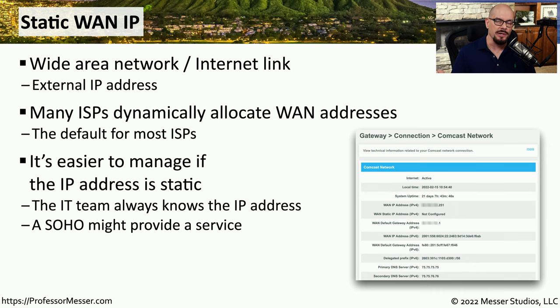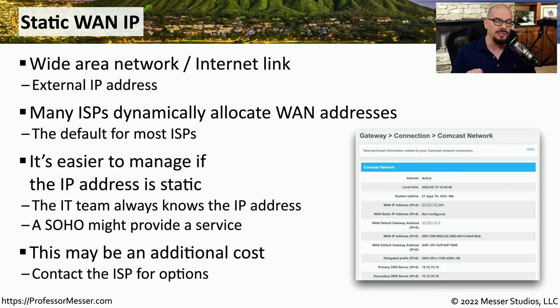For a company or large organization, however, you might want to have exactly the same IP address every time this device boots up. If that's the case, you'll want to first coordinate that process with your ISP and then configure your router to always associate a static IP address and subnet mask with your internet connection. This would ensure that any previous configurations that used that external IP address would always be able to connect to your location and that IP address would never change. In some cases, there's an additional cost associated with having a static wide area network IP address, so you'll need to contact your internet service provider to see what options might be available for you.